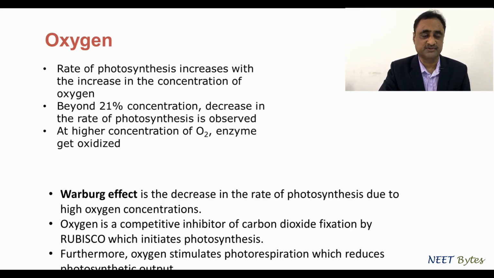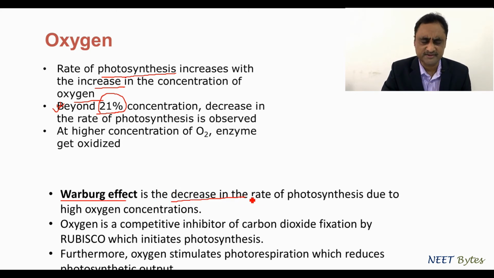Let's talk about oxygen. So what happens is that the rate of photosynthesis increases with the increase in the concentration of oxygen, and that is only till 21%. That is the oxygen present in our atmosphere. Beyond 21%, the rate of photosynthesis is going to decrease. Why? Because beyond 21%, again the enzymes are getting oxidized, and if the enzymes oxidize, naturally the photosynthesis will not happen, okay. There is one thing we call the Warburg effect, okay.